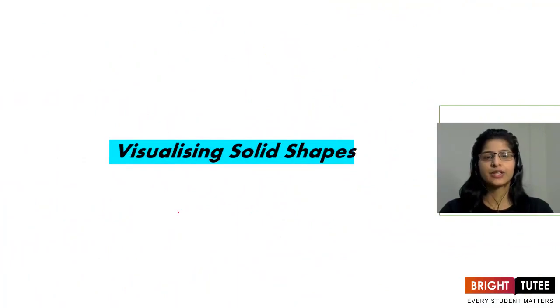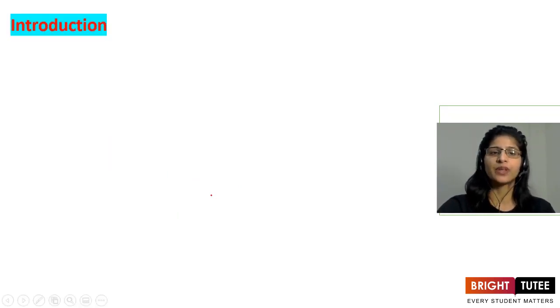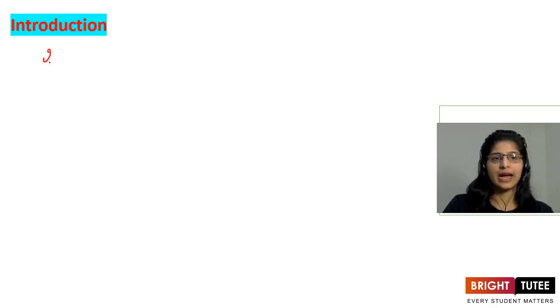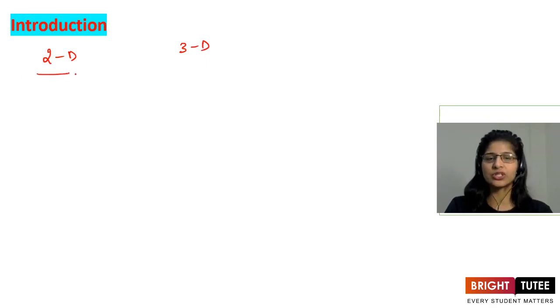Hello students. So we're going to start with the chapter visualizing solid shapes. Let us first recapitulate what we have done in our earlier classes. When we talk of solid shapes, we talk of 2D and 3D shapes. 2D means two dimensions only, 3D means three dimensions. They will have length, breadth, height or depth, and in 2D just length and breadth.